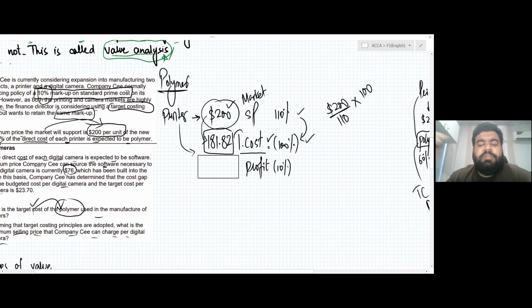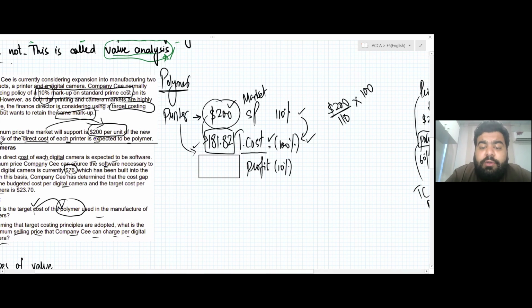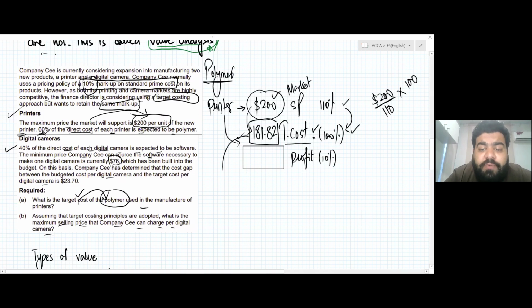So from this 200, that was 110%. How was it 110%? Because a 10% markup means that cost was 100% and selling price was 110%. So 200 divided by its own percentage, 110, multiplied to where we have to go. We have to go to the cost, so multiply that percentage, 100. So we have calculated the value 181.82. This is the target cost of the printer. Obviously printer.